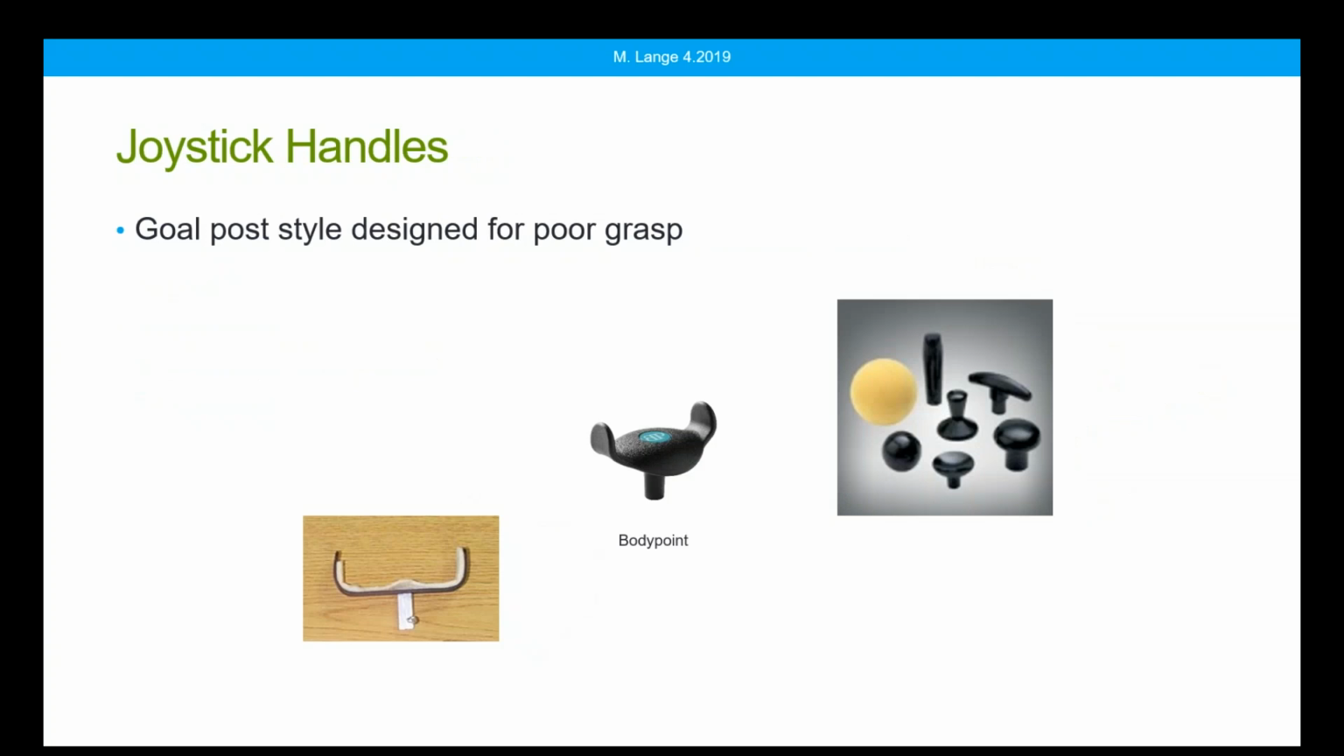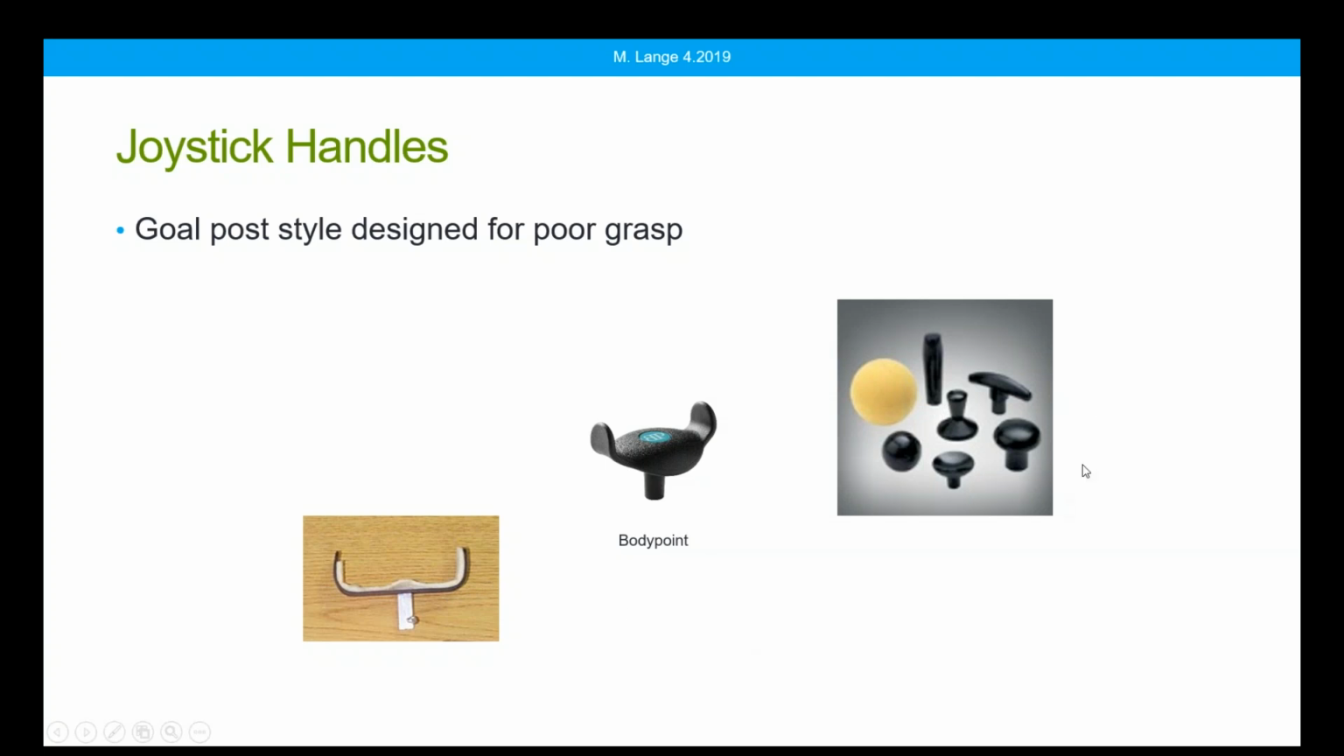BodyPoint actually has a number of alternative joystick handles that are available. Probably the one that I use most often is a goalpost style, and you can see two of those here. Those can be helpful for people with poor grasp because the hand can just simply rest within that goalpost, and the client can use movement of the shoulder and somewhat of the elbow to move this joystick handle.